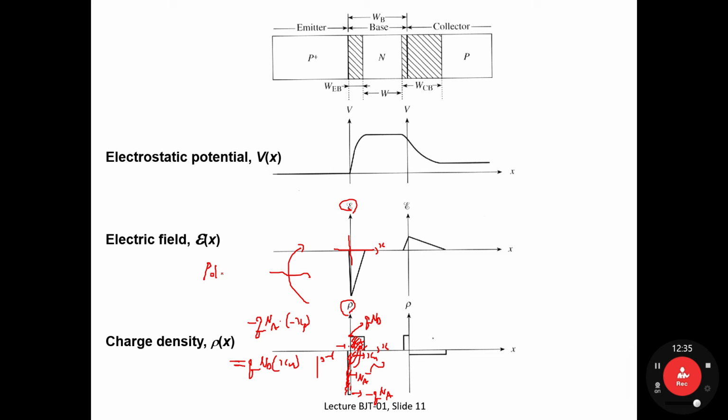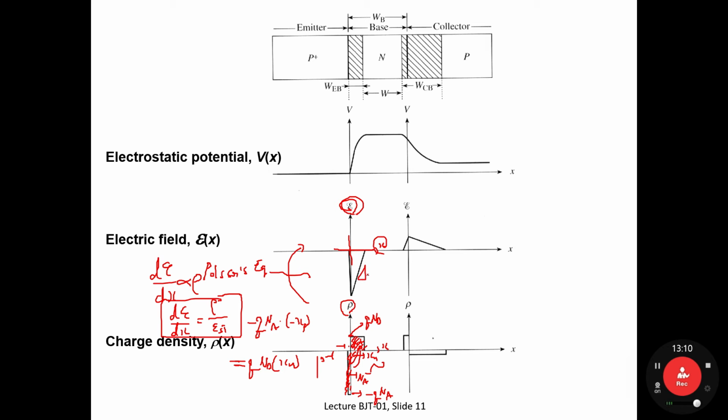Yes, Poisson's equation. dE/dx is proportional to the charge density, and this proportionality coefficient is defined as the dielectric constant. So dE/dx is identical to the charge density divided by epsilon silicon, because we are using a silicon material. Using this first order differentiation, you can simply draw the E versus x plot as shown here.